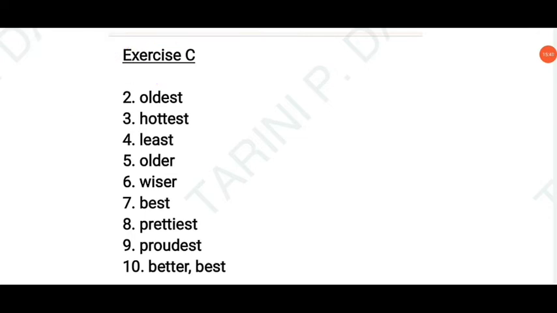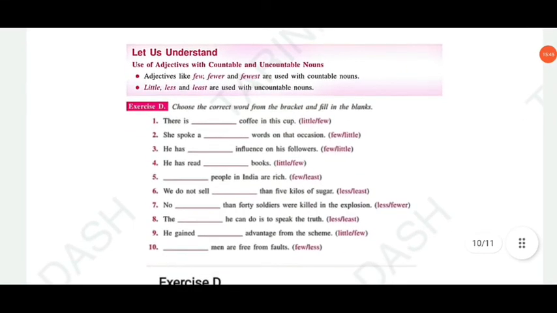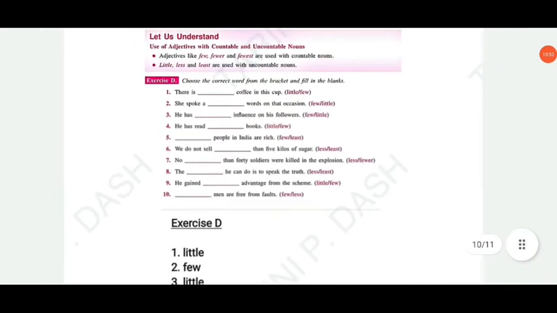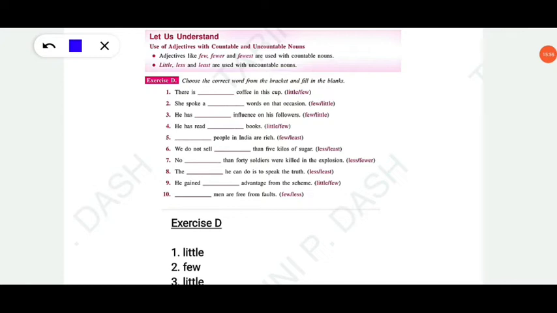Clear? Then next here, choose the correct word from the bracket and fill in the blanks. There is a dash coffee in this cup. Okay. There is little, not a few. As you know, little is used with the uncountable noun. Coffee is uncountable. So you have to use the first one, little.